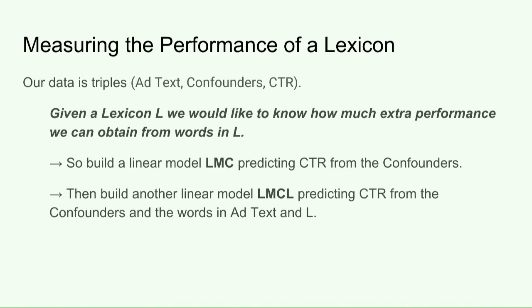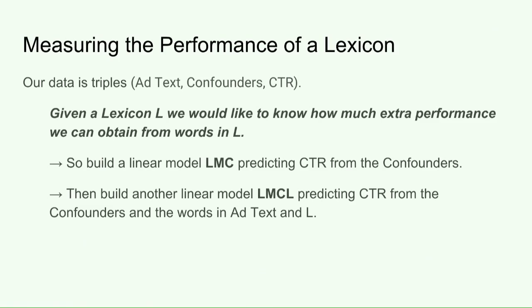Well, suppose we have a lexicon of words. So our inputs are like this. We have the ad text, we have the confounders, and we have the click-through rate. We know whether it's high performing or low performing. And then we say that, okay, I have a lexicon of words, and I really want to find out which are the words which lead to high performance from this lexicon, right?